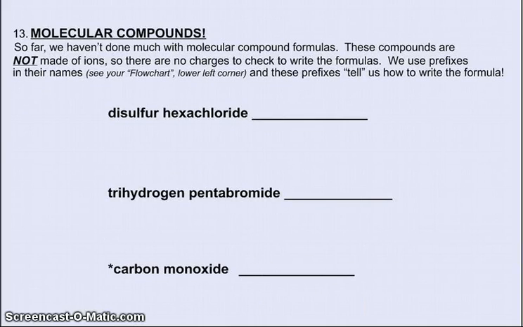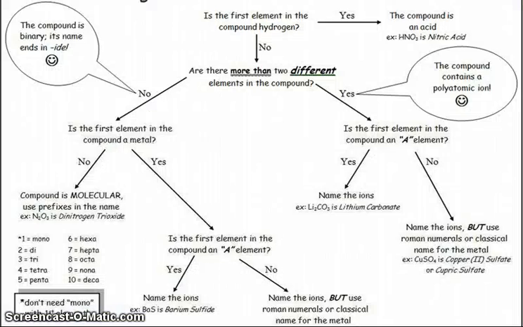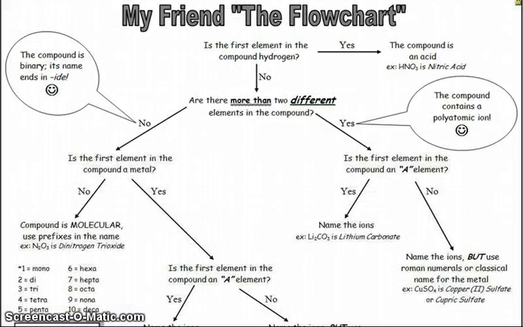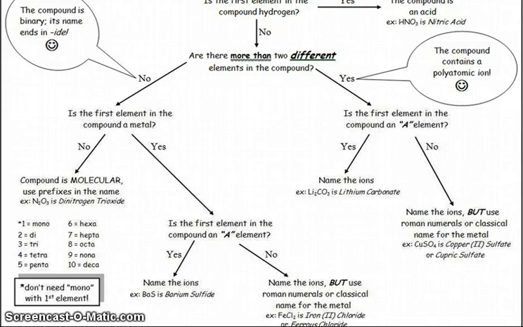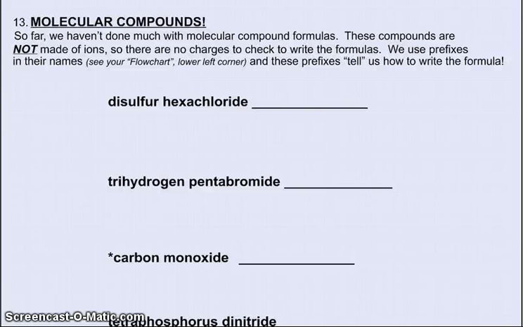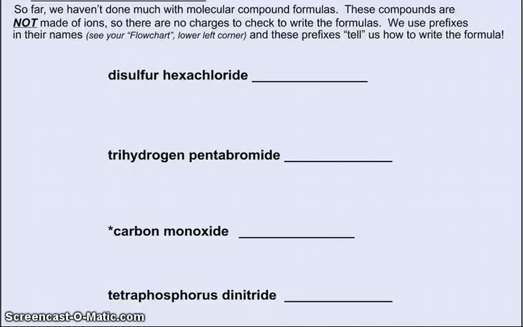Now, molecular compounds. We haven't done much with their formula writing, but they're actually pretty simple. On your friend the flow chart, on the back of your ion card, there is this list of prefixes that we can see down in the lower left-hand corner. And this is used with molecular compounds. We can use these prefixes to write the formulas for many molecular compounds. So essentially, when I read the name of the compound, I can write the formula.